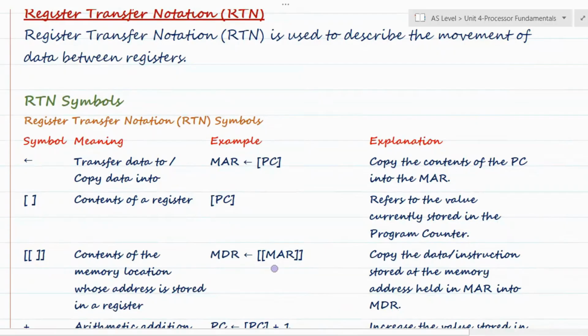So here, let's understand this. Here, it is written MAR in double brackets. This means MAR has some address, and the double bracket refers to the data stored at the address held in this register. We are not directly accessing the content which is stored in MAR. Instead, we are going to the address that MAR holds, and then we are accessing the data at that particular memory location. So, copy the instruction stored at the memory address held in MAR into MDR. Right?